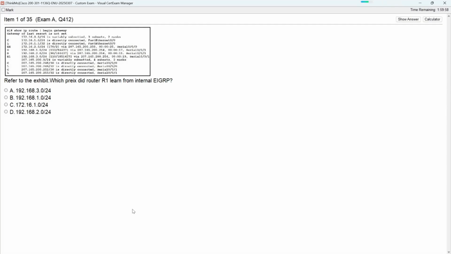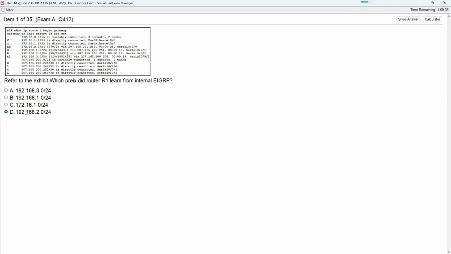First, let's look at the first question. The first question asks us from router 21, which prefix is learned internally via EIGRP? There is only one EIGRP route, which is the one with the D flag, 192.168.2.0. This route is learned through EIGRP.